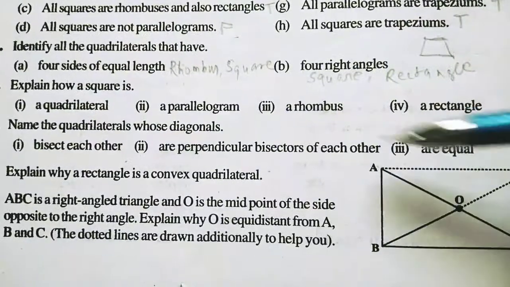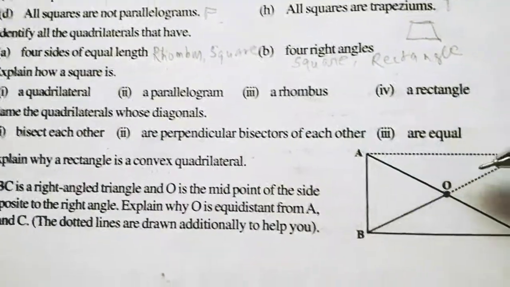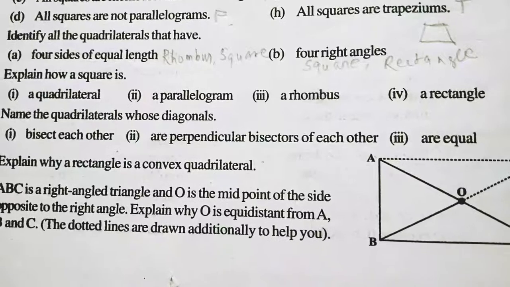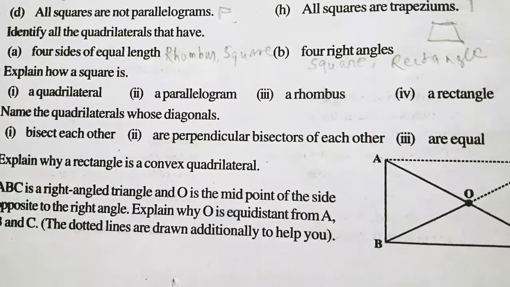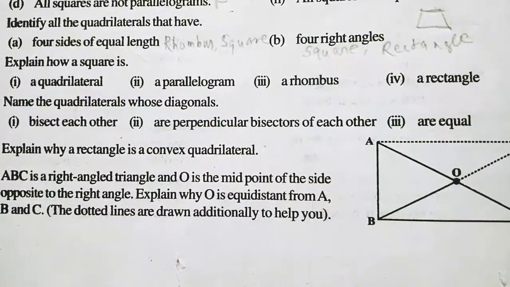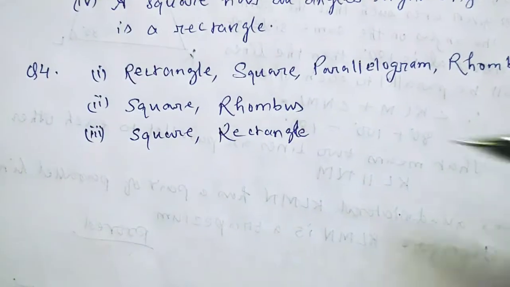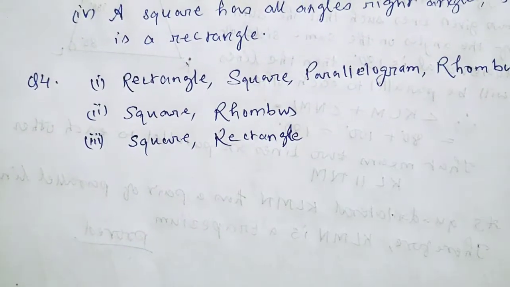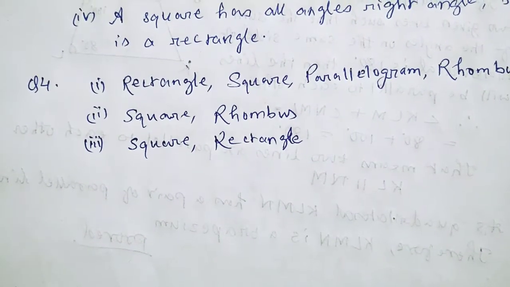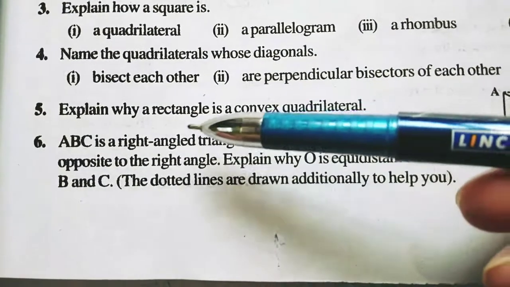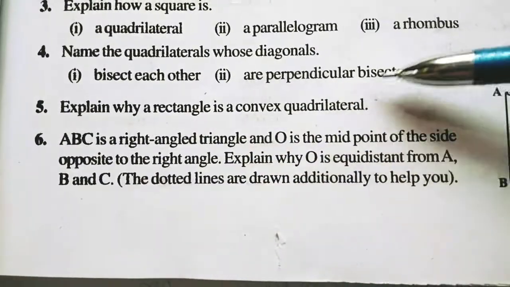Okay. Now number 3, the quadrilateral whose diagonals are equal. So whose diagonals are equal? Can you say that? In square and rectangle only, the diagonals are equal to each other. So the answer for number 3 is square and rectangle, whose diagonals are equal to each other. So next question number 5, explain why a rectangle is a convex quadrilateral.